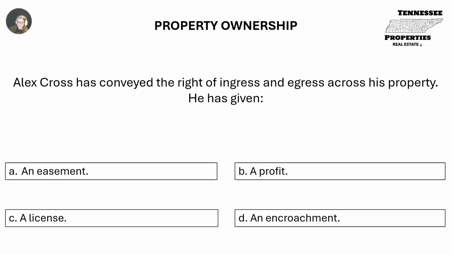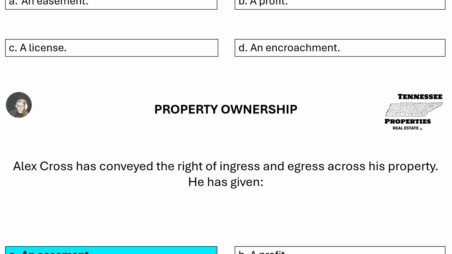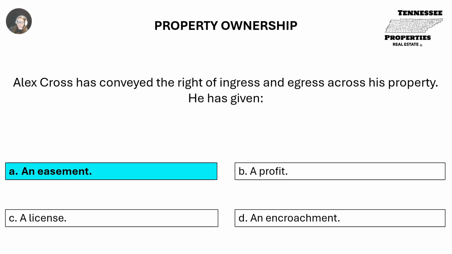Alex Cross has conveyed the right of ingress and egress across his property. He has given A. An easement, B. A profit, C. A license, or D. An encroachment. A. An easement.